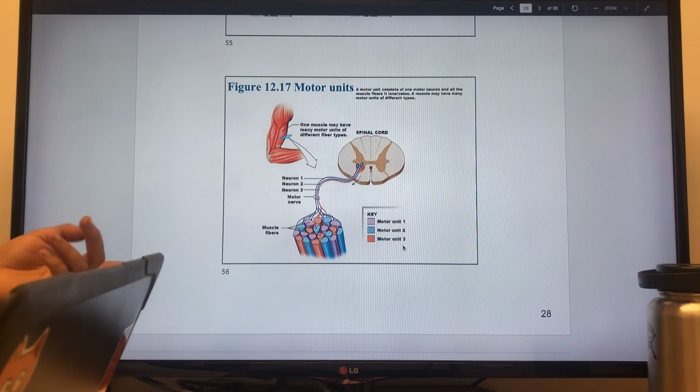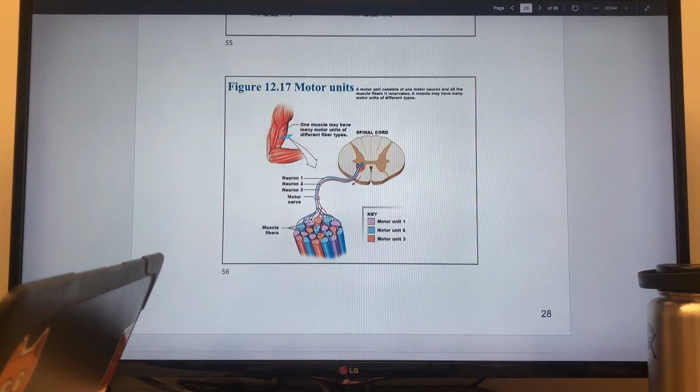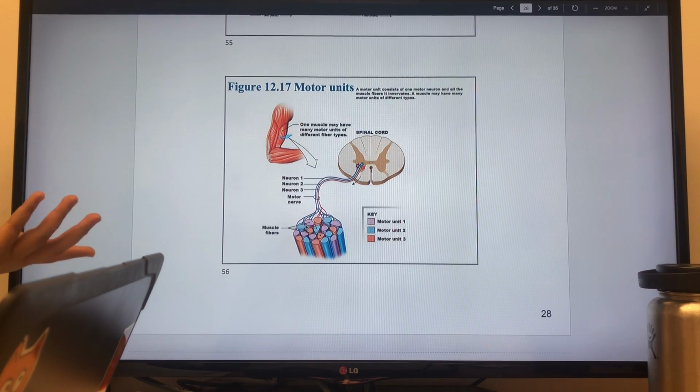So 1 will be for type 2A, 1 will be for type 2X, and 1 will be for type 1. Cool? That's each motor unit, and it's used to better regulate the muscle.